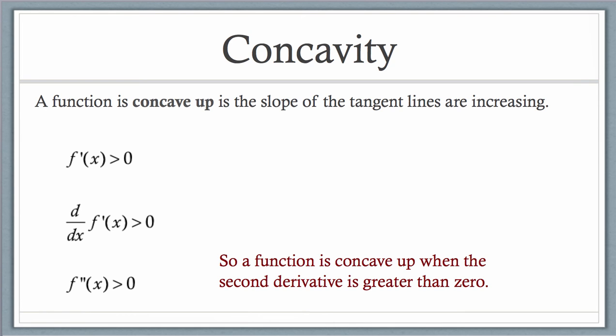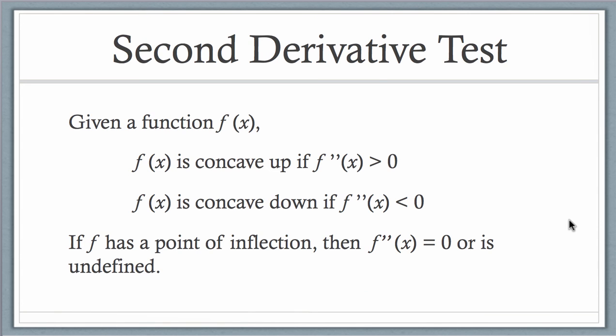So a function is concave up where the second derivative is greater than 0. So where the second derivative is positive, we're going to be concave up. A similar argument can be made for where we're concave down. A function is concave down when the second derivative is less than 0. So the second derivative test, if we're given a function, the function's concave up if the second derivative is positive, and concave down if the second derivative is negative. If f does have an inflection point, so if we do change concavity, then the second derivative is 0 or it's undefined.